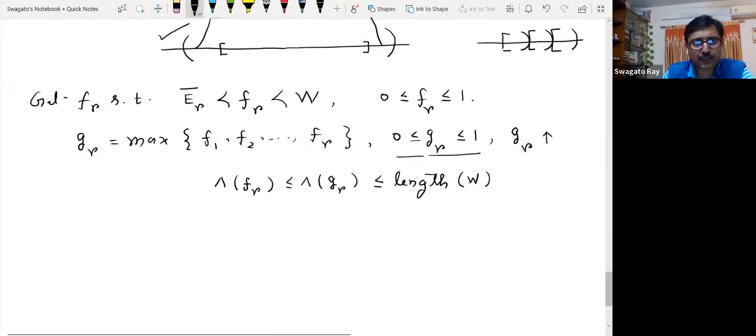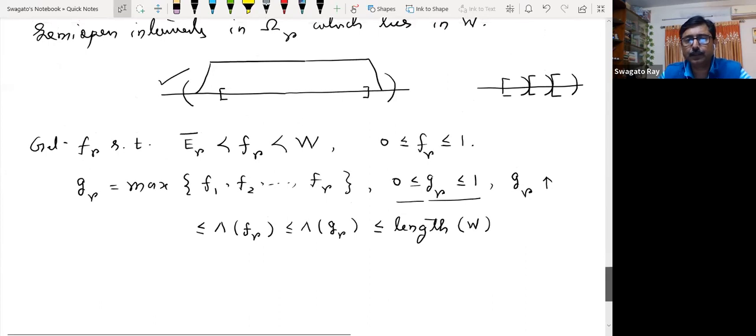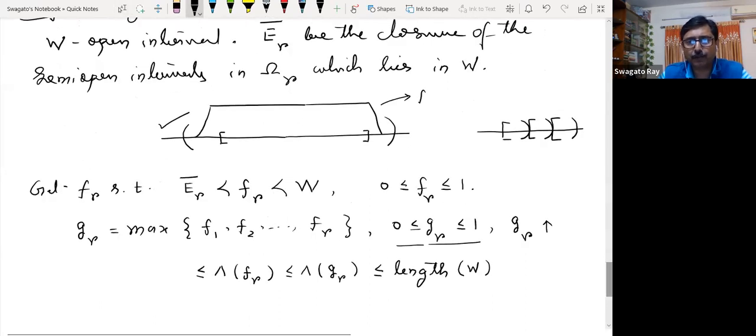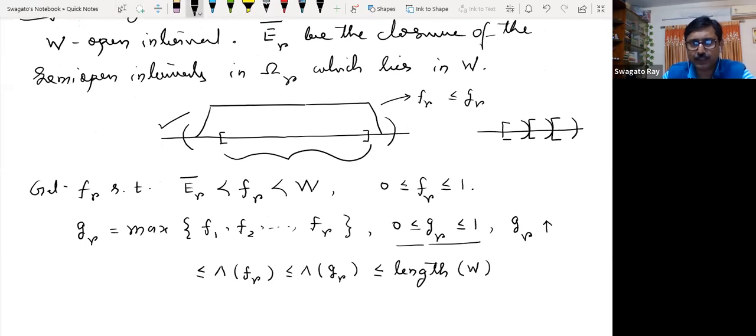And obviously, since FR is equal to 1 on ER according to the picture, this is your graph of FR, which is lesser or equal to GR. And FR is 1 on this whole set, which is ER. It's clear that this lambda FR is bigger than or equal to the length of ER.